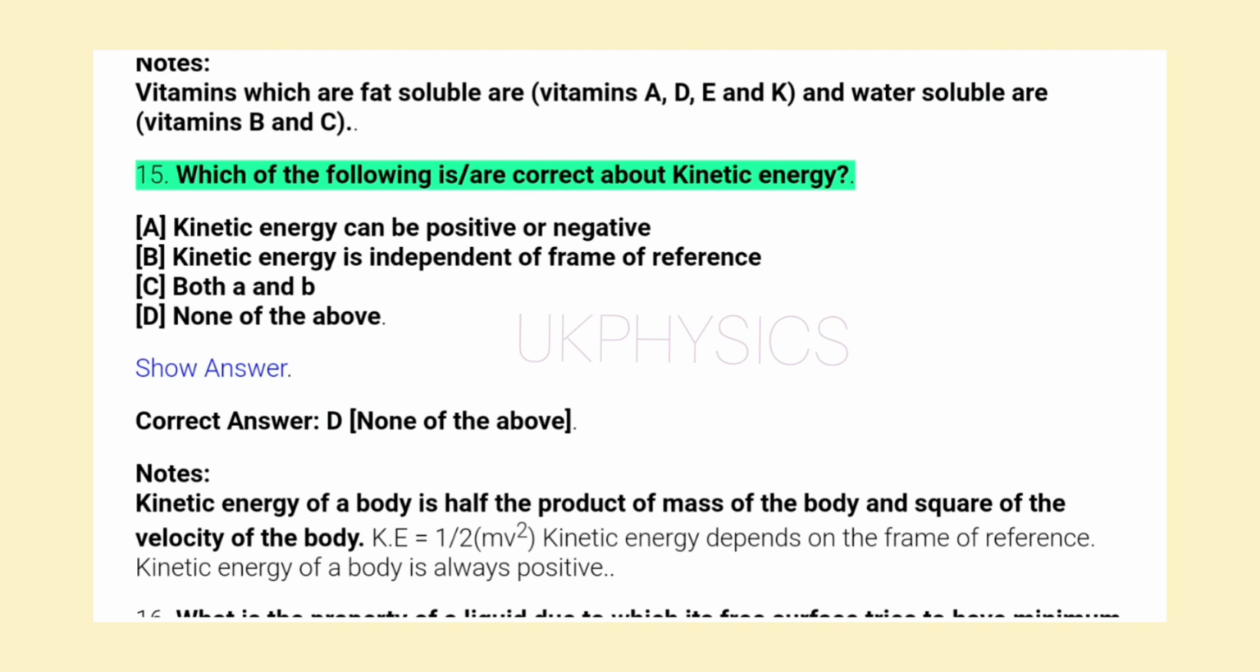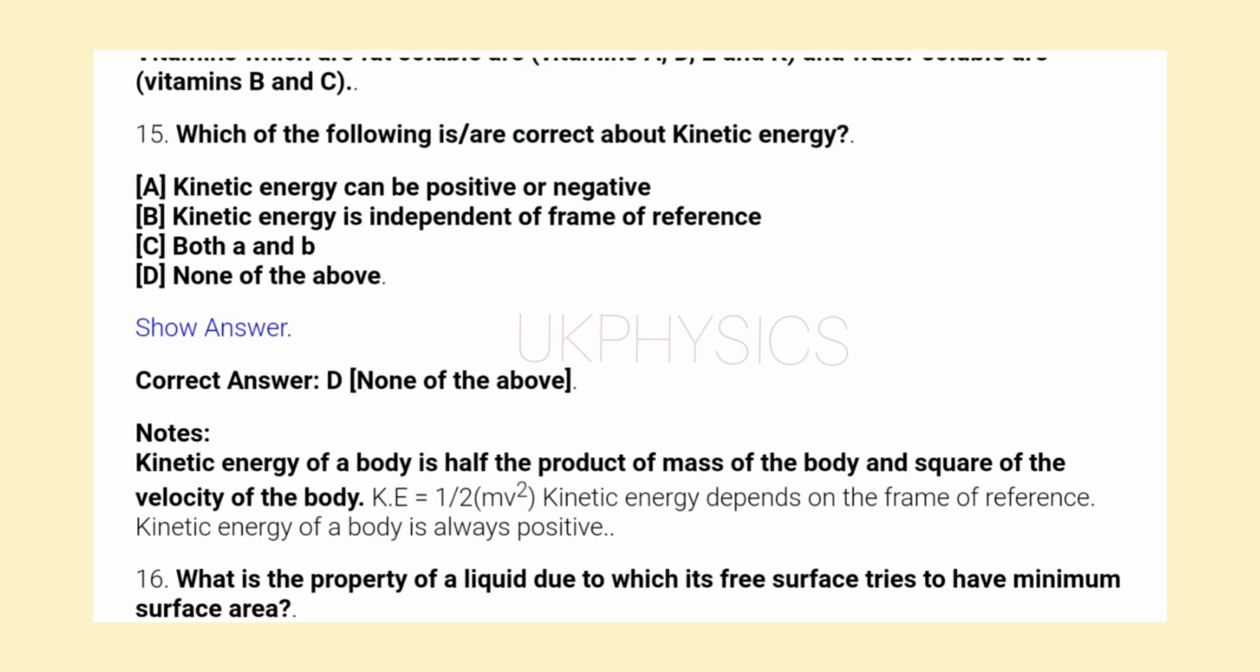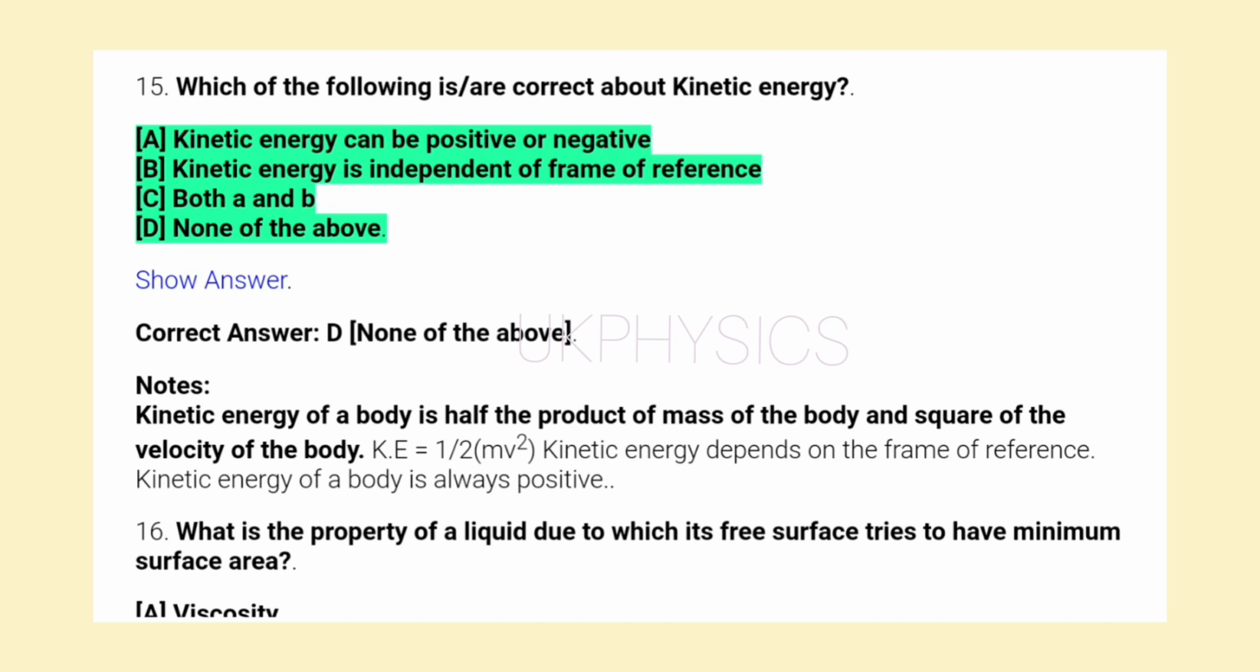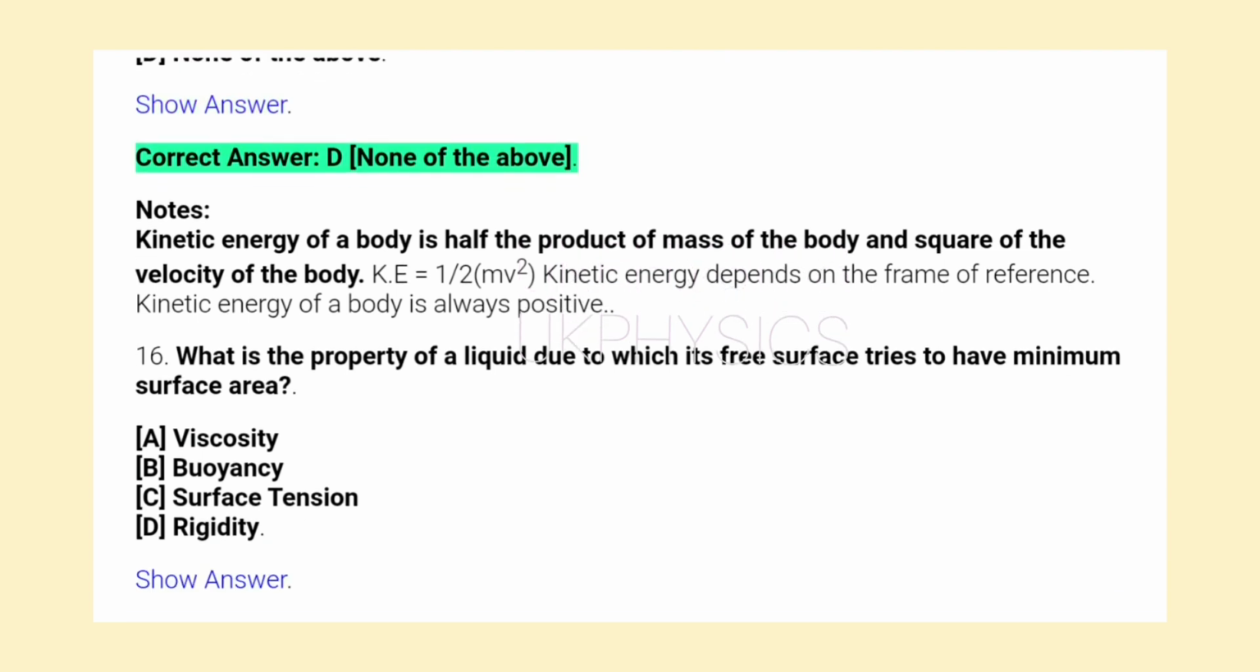15. Which of the following are correct about kinetic energy? A. Kinetic energy can be positive or negative. B. Kinetic energy is independent of frame of reference. C. Both A and B. D. None of the above. Show answer. Correct answer, D.